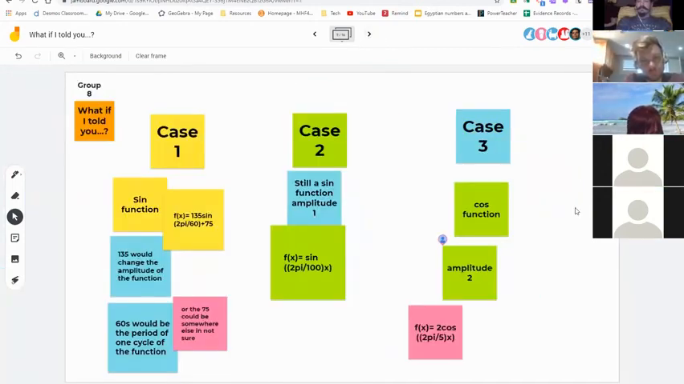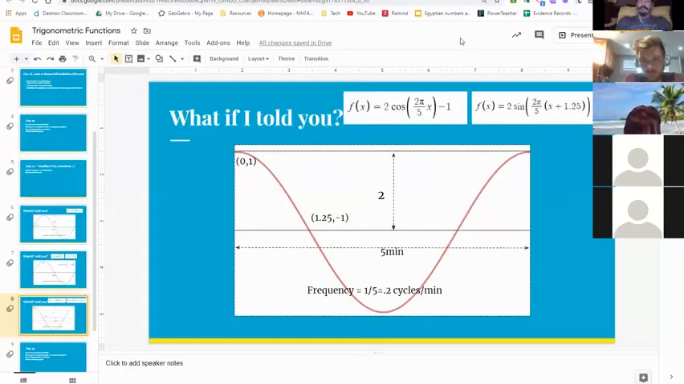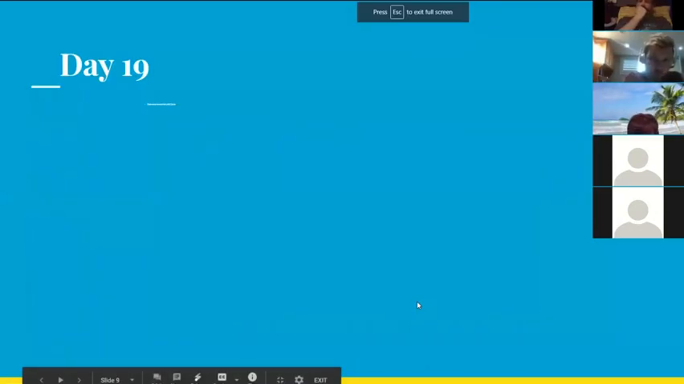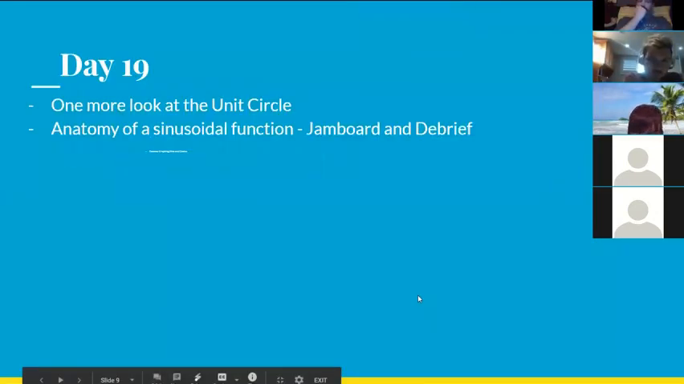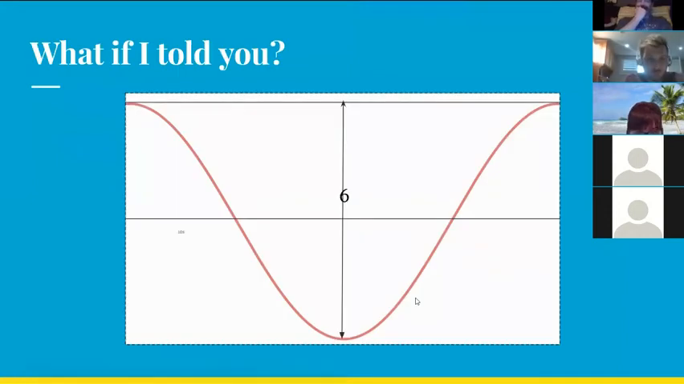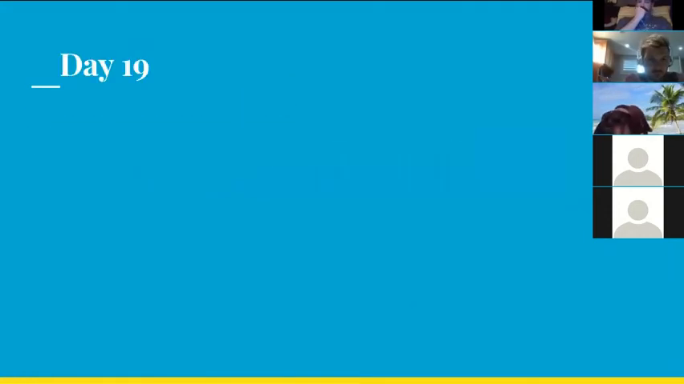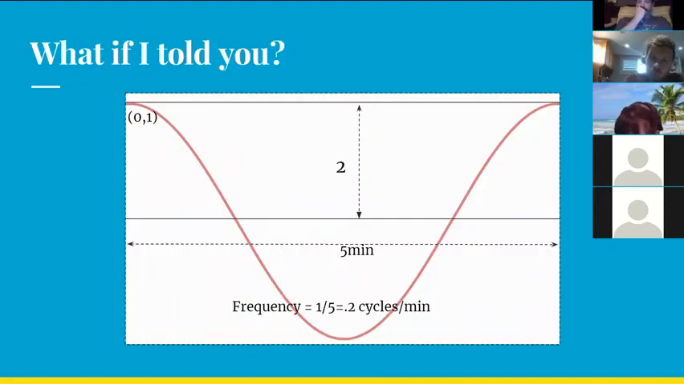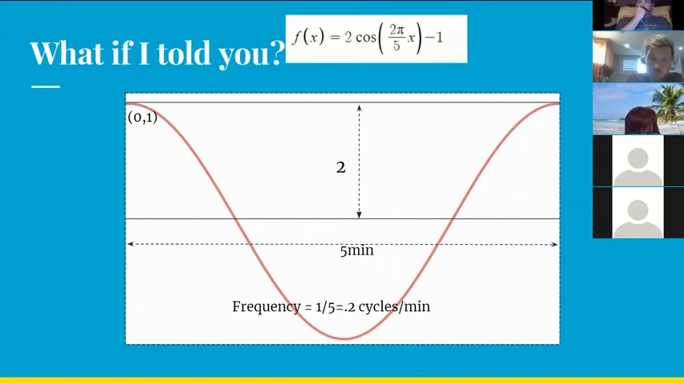And here we know it's a cosine function. So we have a lot of these. So let's go back and see what it is. And we have it. Okay. Oh my goodness, I went back too far. Sorry about this. No, I went forward too far. Okay, so here it is. Yeah, so 2 cosine 2 pi over 5 x minus 1.